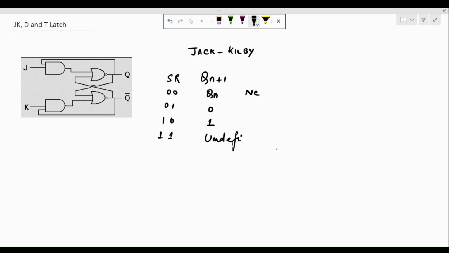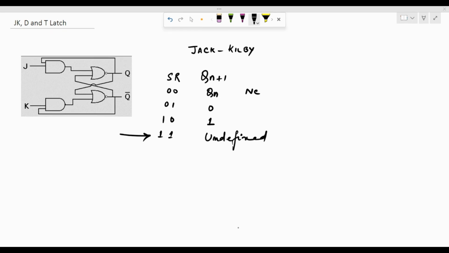Now, in order to overcome this issue, a feedback path was used, and it is seen that for this particular 1 1 input, both the outputs do not try to arrive at the same binary state. So then what happens to it? Let's look at the working of this JK latch.